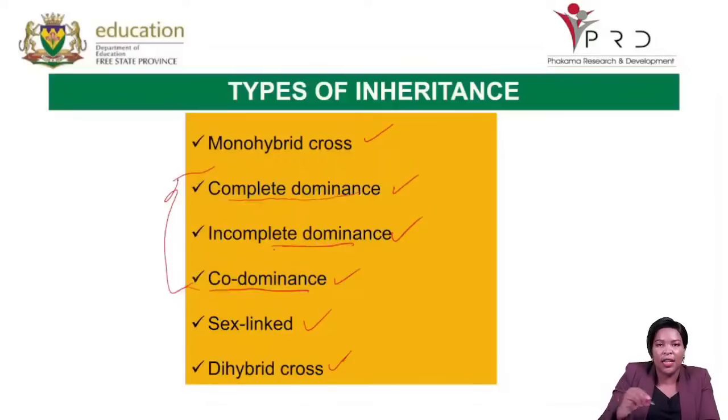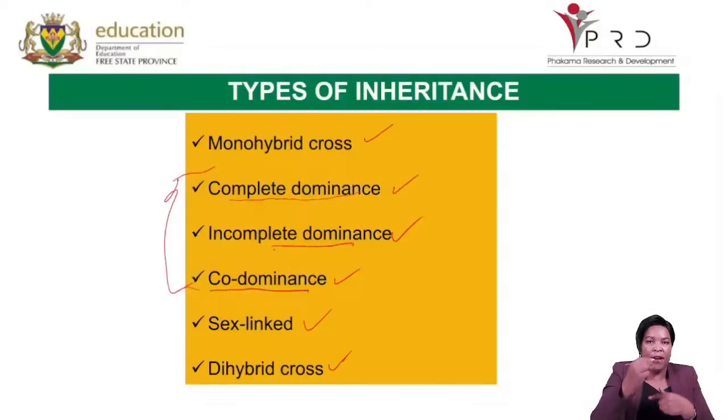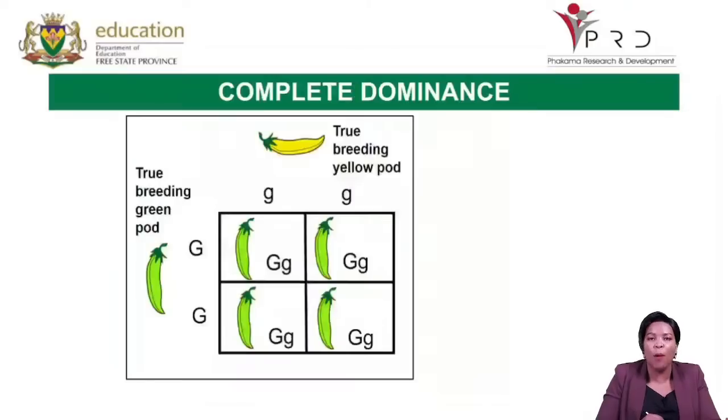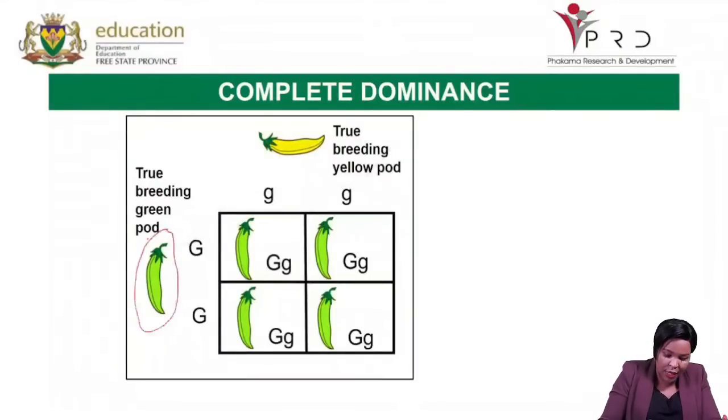Check if they tell you that all their offspring are like 1, 2, 3. Sometimes they don't tell you, they want you to work it out and then you will tell them. So it can happen vice versa. Let's check the first one, complete dominance. So if you check this true breeding green pod, you see this is a true breeding green pod which is crossed by a true breeding yellow pod. So yellow crossed with green.